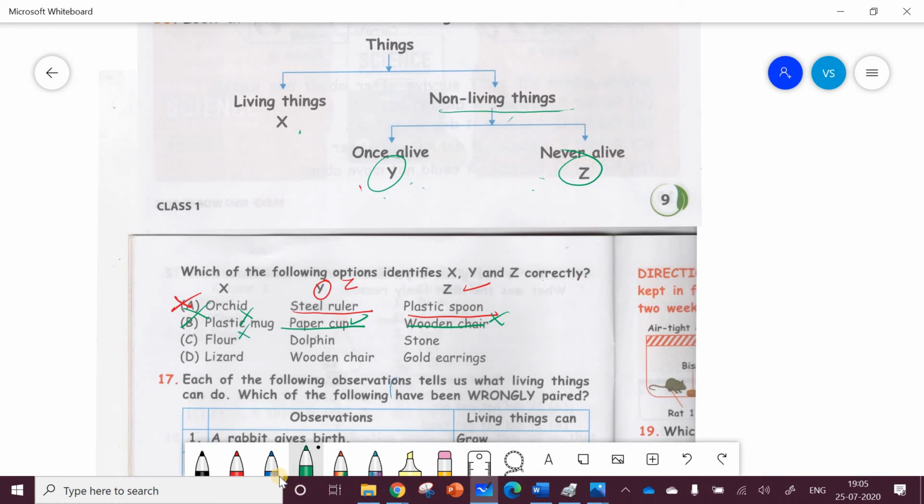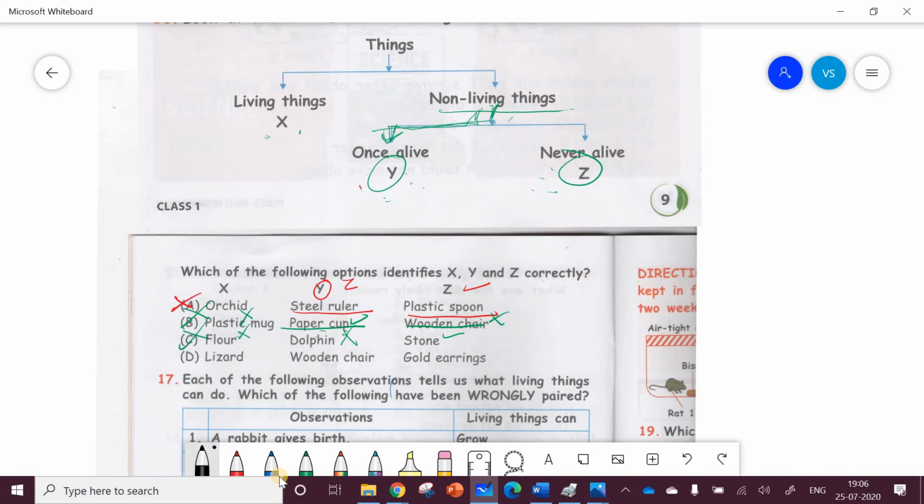Dolphin. Dolphin can swim. That means it is X, Y or Z? Do you think dolphin is non-living? No. Dolphin is a living thing, and it can breathe. So it should be in the X category. What about stone? Stone is a non-living thing. I agree. So is it Y or Z? It should be Z. So this is in the correct category, but these two are wrong. So this also cannot be our answer.